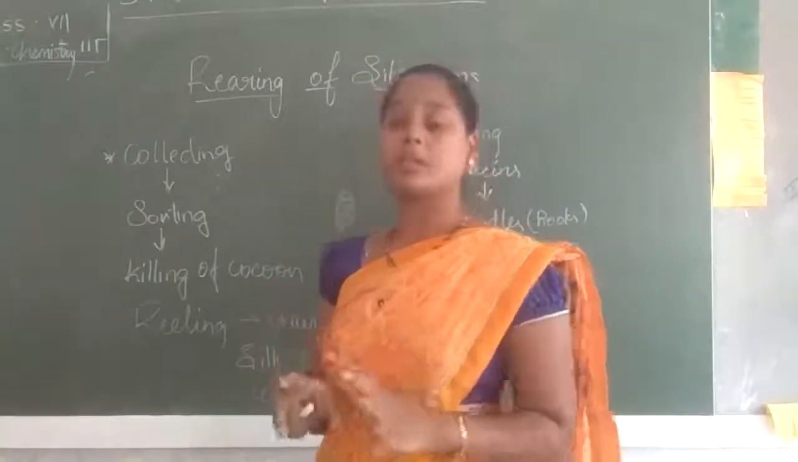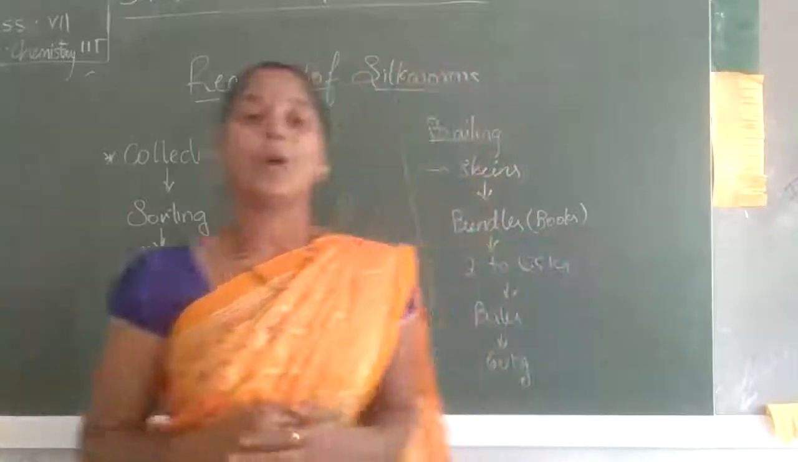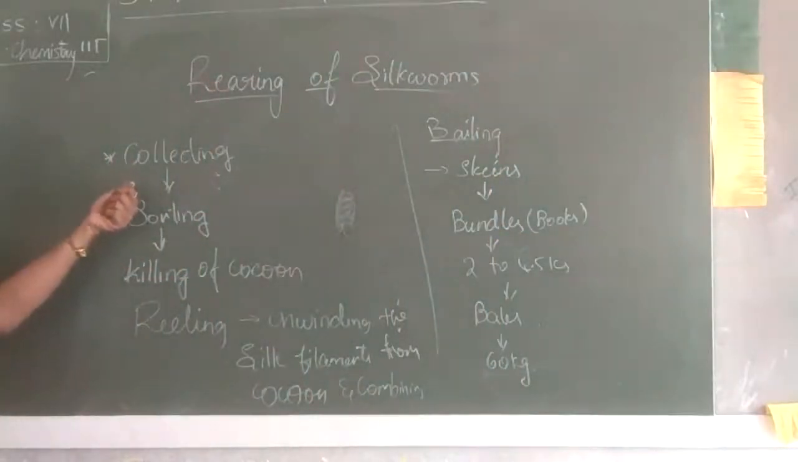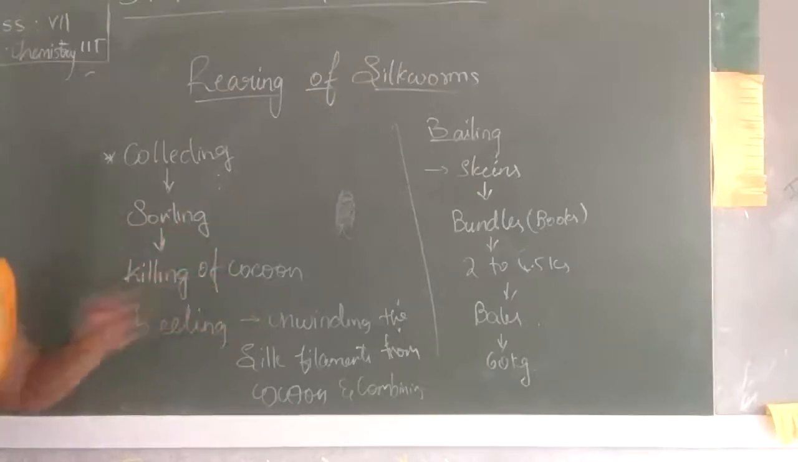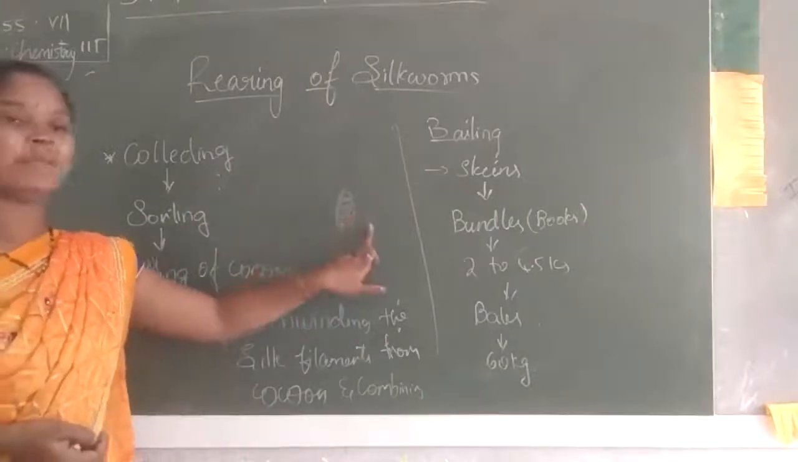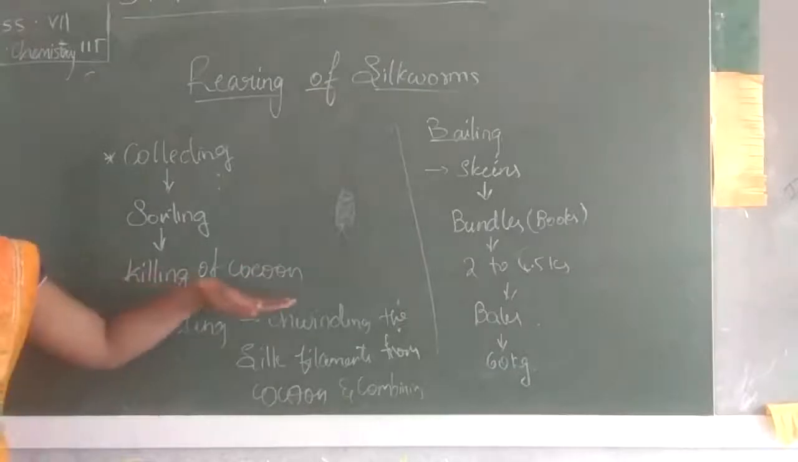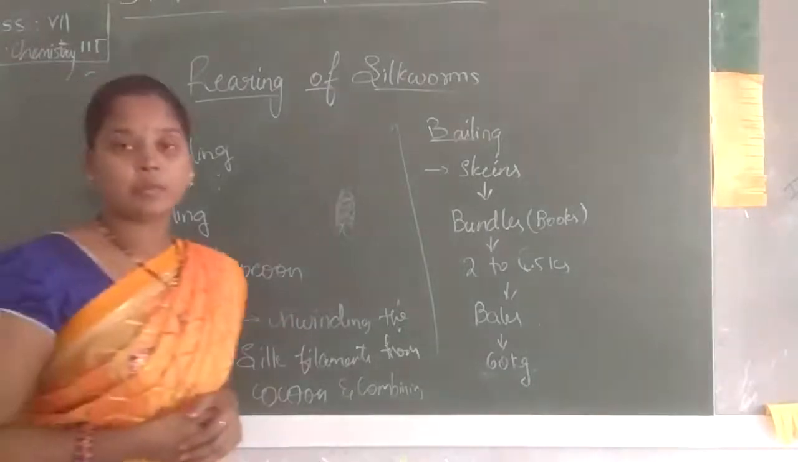And they are sorted and separated according to their texture, color and quality. Okay, this is sorting. Collecting different types of cocoons and then sorting them according to their texture, size and quality. And afterwards, what is done? Just now I said, if the moth comes outside, what happens? The thread will break. So instead of that, what do we have to do? Killing of the cocoon should be done.